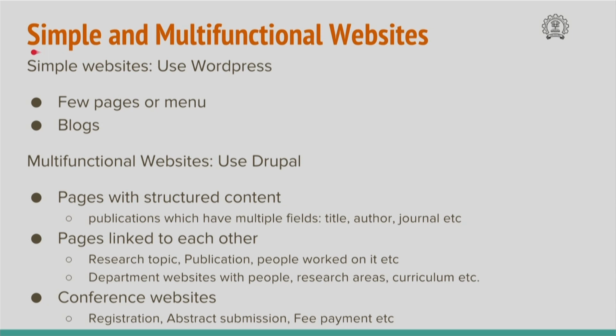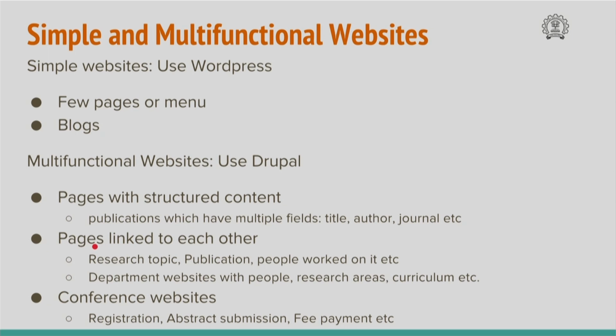Websites can be broadly classified as simple and multifunctional. Simple websites are something which have just a few pages and a very simple menu. It could also have periodic pages which are also known as blogs. On the other hand, multifunctional websites are pages with much deeper structured content. For example, if you want to have a list of publications, each publication has multiple fields like the title, author, journal, year, etc. Now this is called a structure to a content.